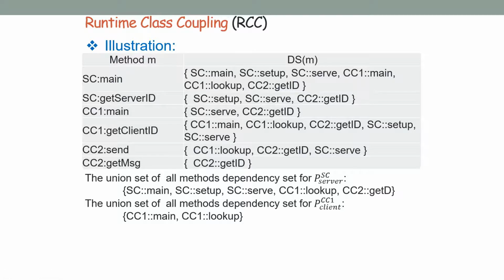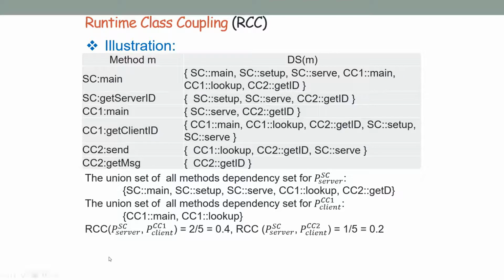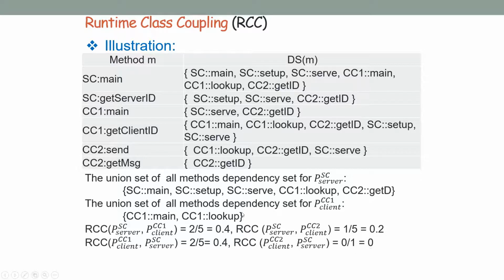Therefore, I can compute the class level RCC for P server SC and P client CC1 as 2 divided by 5, and I got 0.4. Similarly, RCC for P server SC and P client CC2 is 1 divided by 5, and I got 0.2. RCC for P client CC1 and P server SC is 2 divided by 5, and I got 0.4. And RCC for P client CC2 and P server SC is 0 divided by 1, so I got 0 here.